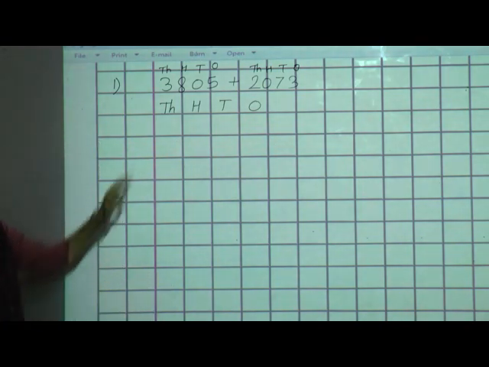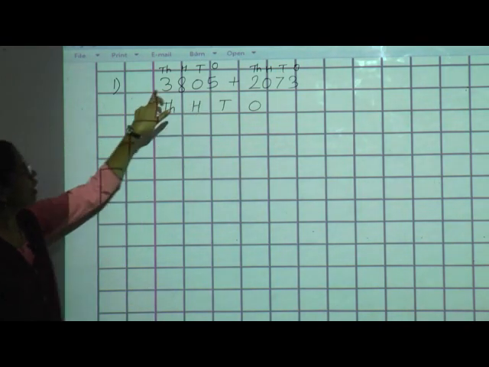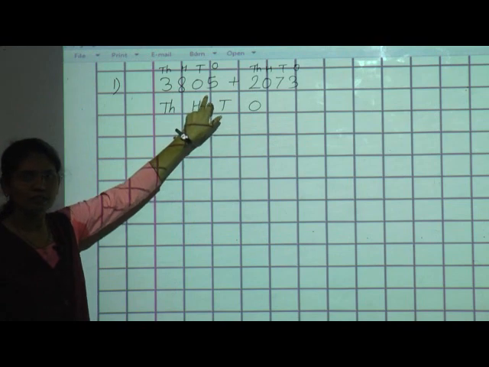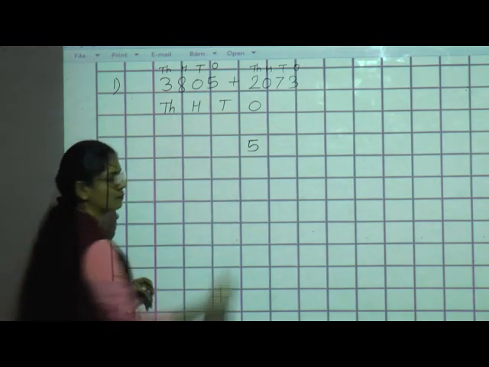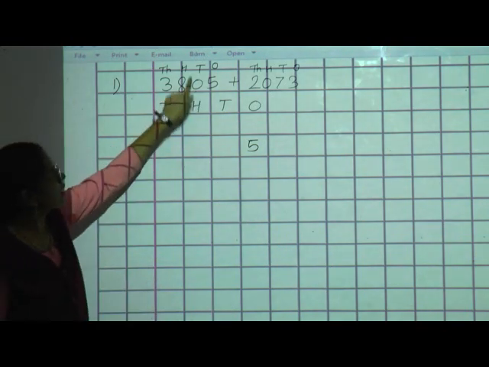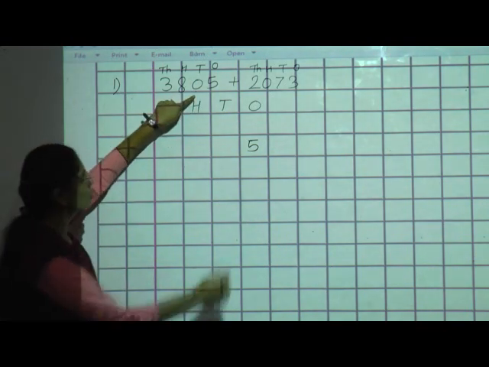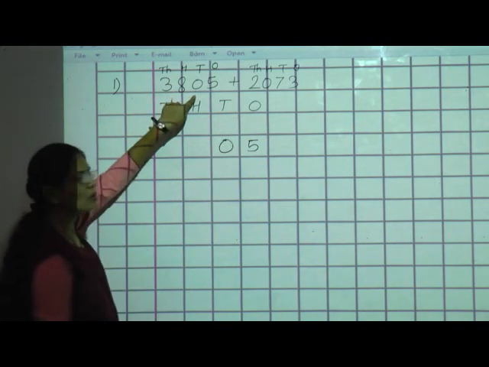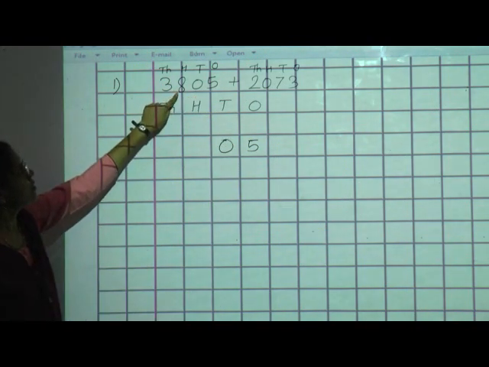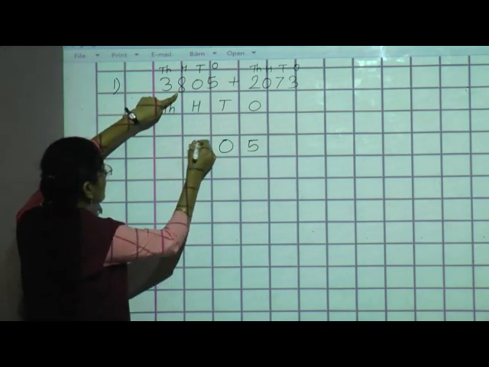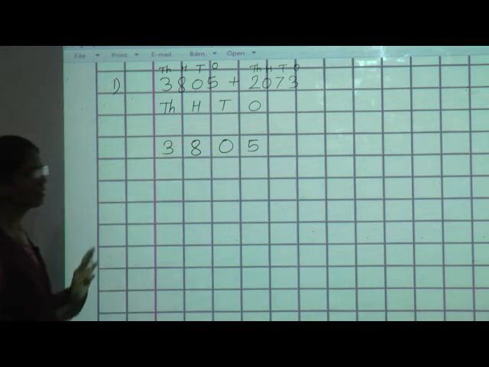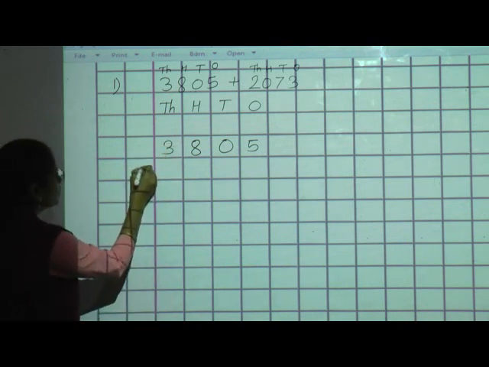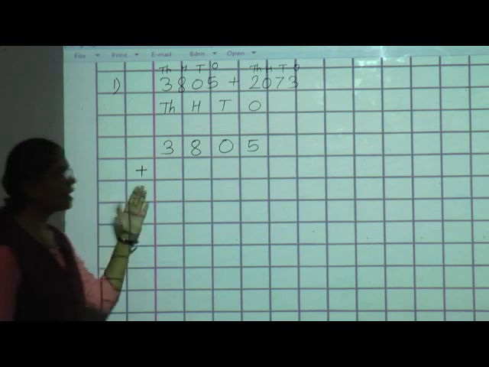Now see the first number. In this number how many ones are there? Yes, here 5 ones are there. So at ones place we will write 5. Now see tens place, how many tens are there? Yes, here 0 tens are there. So we will put 0 at tens place. Now see the hundreds place. At hundreds place 8 is there, so we will write 8, and at thousands place we will write 3. Then we should give the plus sign because we have to do the addition.